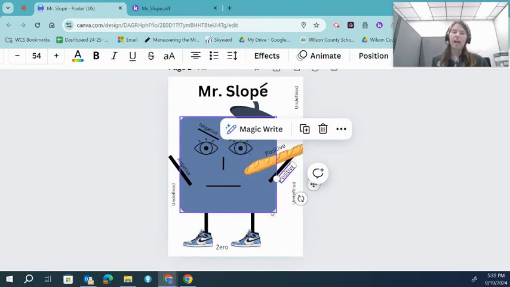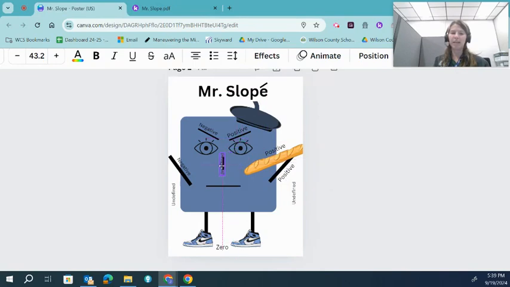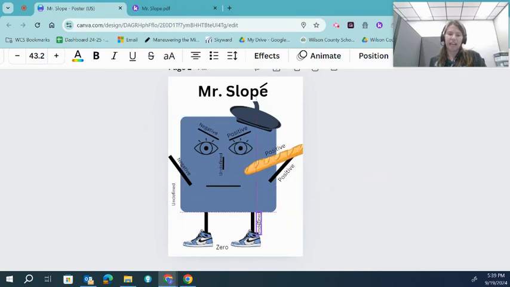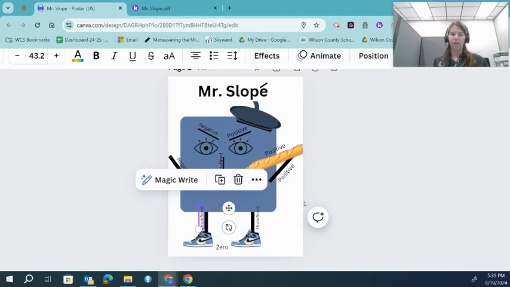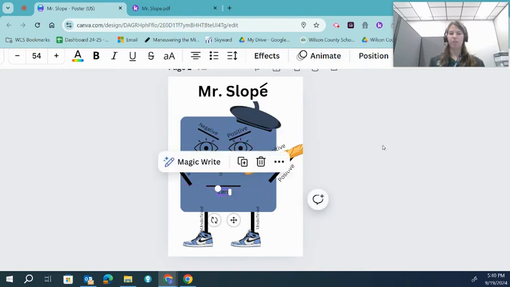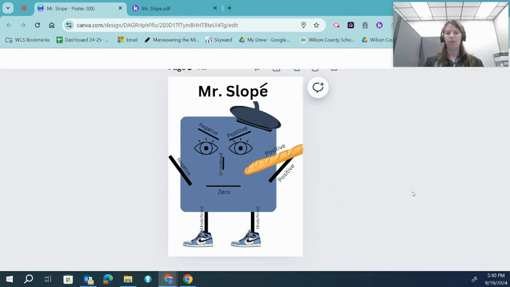Now, an undefined slope is straight up and down. It is undefined because you cannot climb up it. His legs are an undefined slope, straight up and down. And then he has one zero slope, which just means it's totally flat. That is his mouth. So Mr. Slope is here to help us with our positive, negative, undefined, and zero slopes.